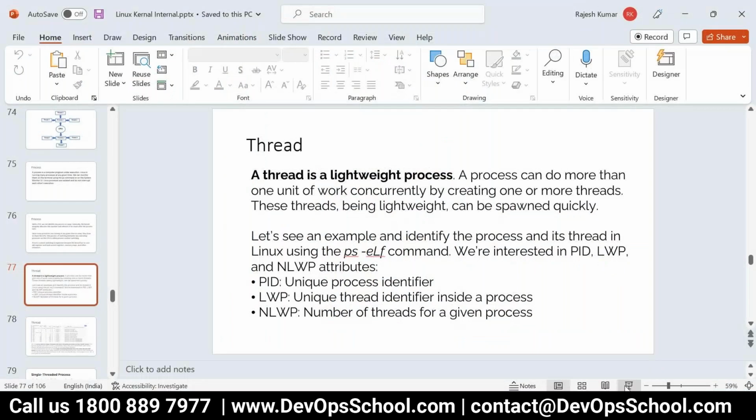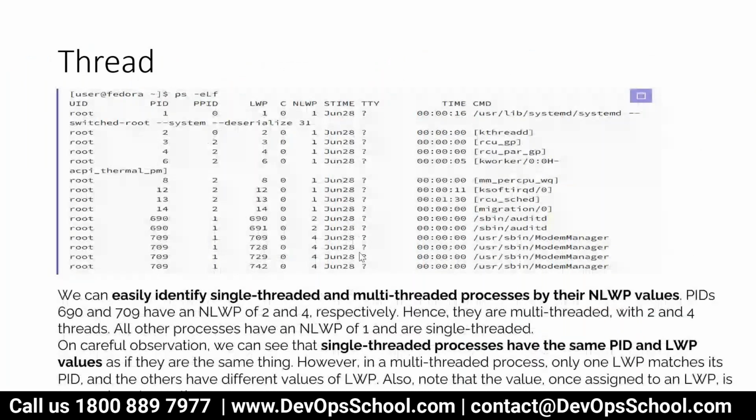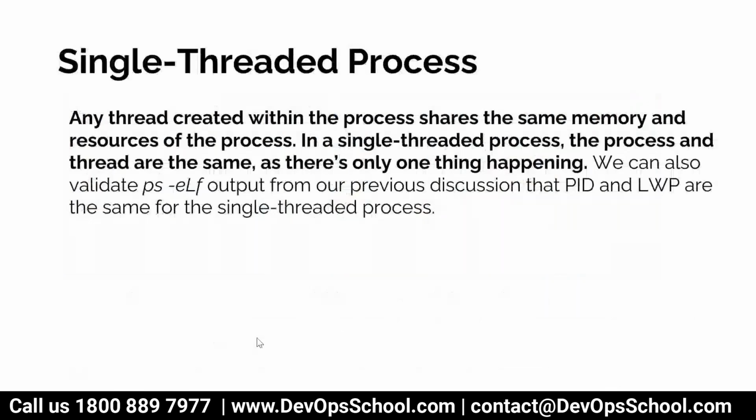Threads here are the same thing I was showing you. In a process you may have a single thread or multiple threads. Any thread created within a process shares the same memory. That's the advantage: you give one memory to one process, and all the threads of that particular process share the same memory and resources of the process. In a single-threaded process, the process and the thread are the same as there is only one thing happening.